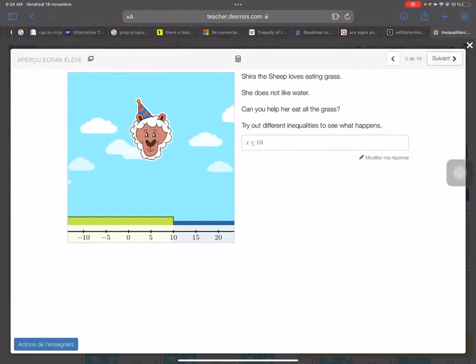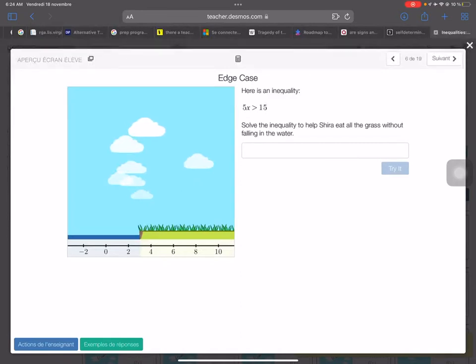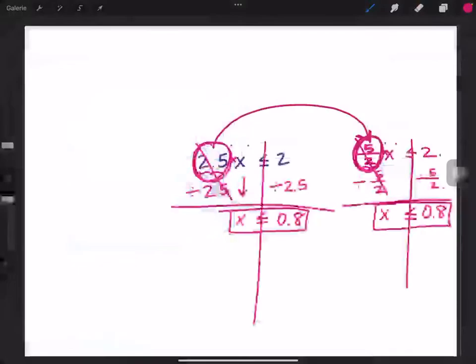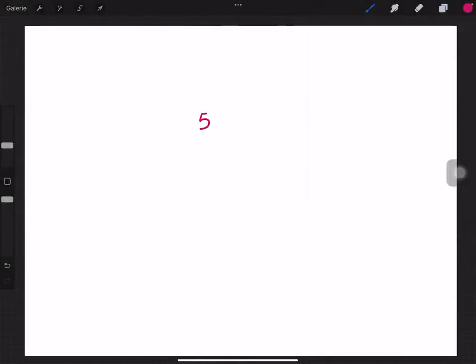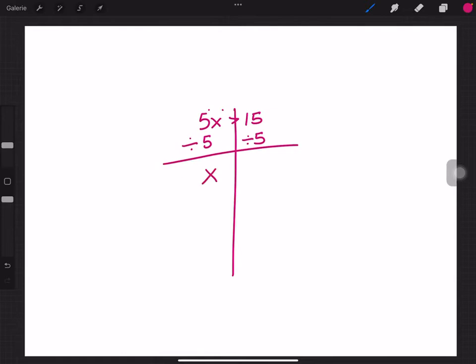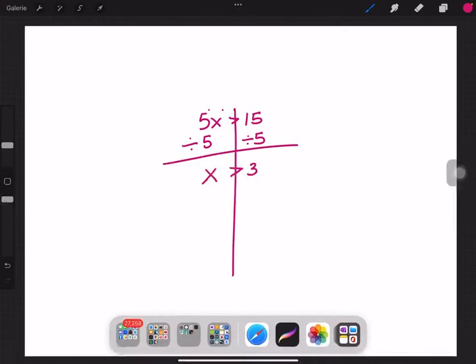Let's try another example. So now I have 5x is greater than 15. Uh-oh, this is now one of those solving problems. Let's make sure I know how to solve this. So I'm going to solve 5x is greater than 15. We're going to draw that line down the center. A number next to a variable is multiplied. So I'm going to divide by 5 on both sides. My answer should be x is greater than 3. Let's go see if I got that right.